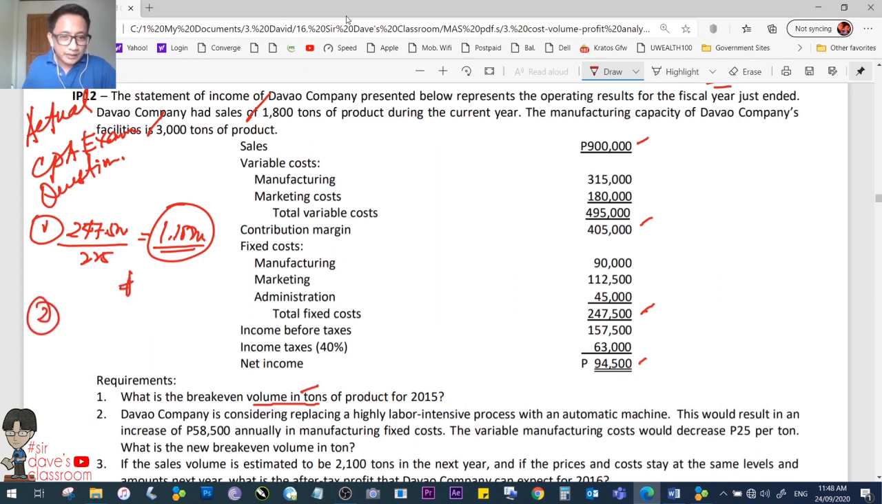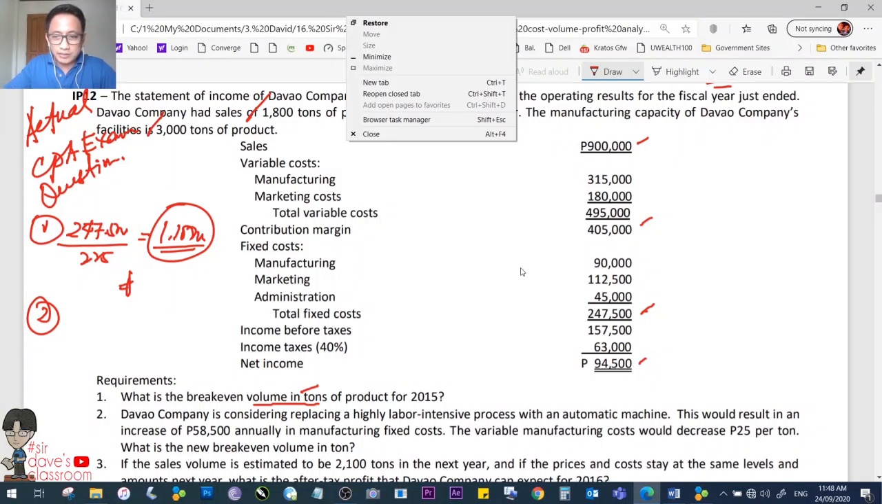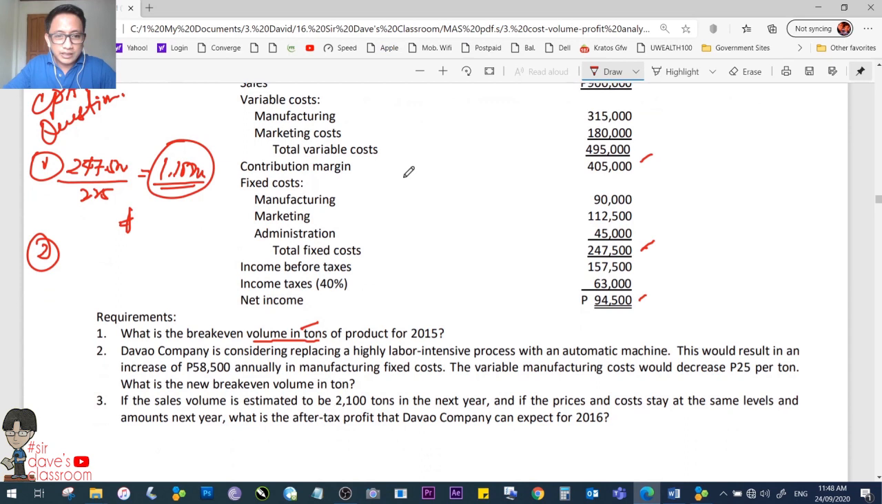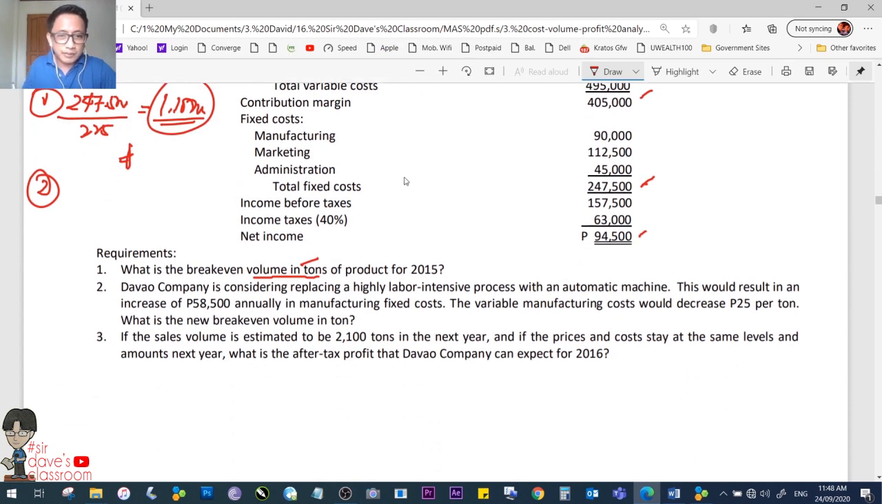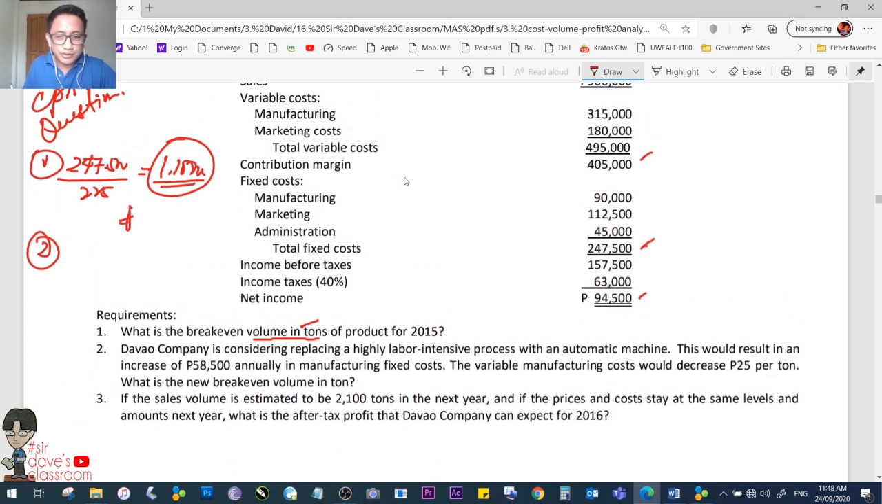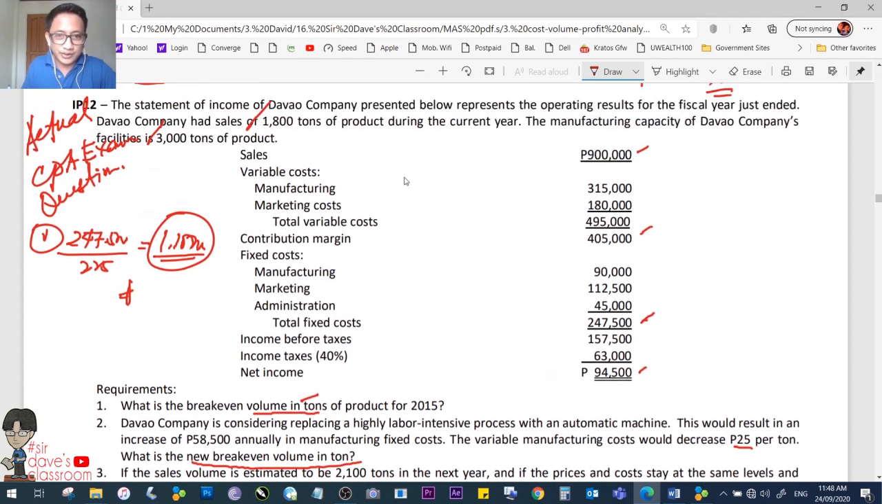Alright, number 2. Davao Company is considering replacing a highly labor-intensive process with an automatic machine. This would result in an increase of 58,500 annually in manufacturing fixed cost. The variable manufacturing cost would decrease 25 pesos per ton. What is the new break-even volume in number of units? The same still, okay? The procedure is the same.